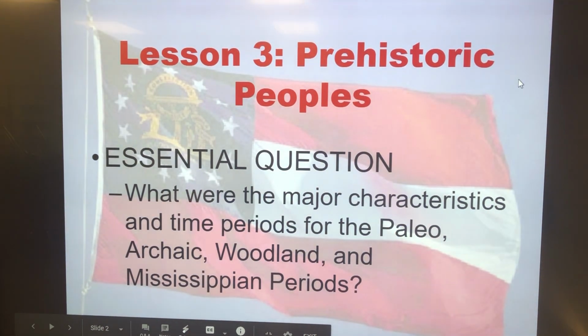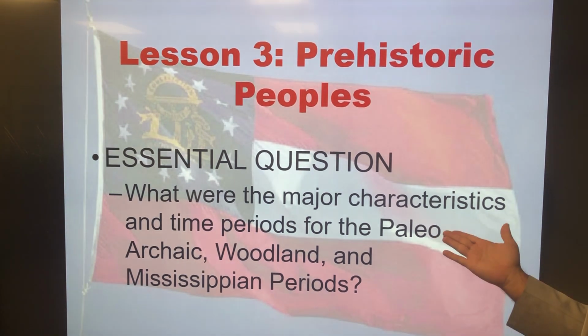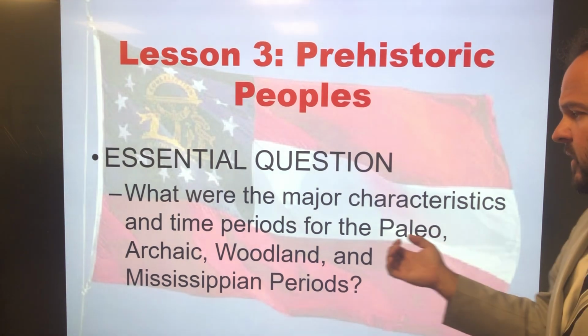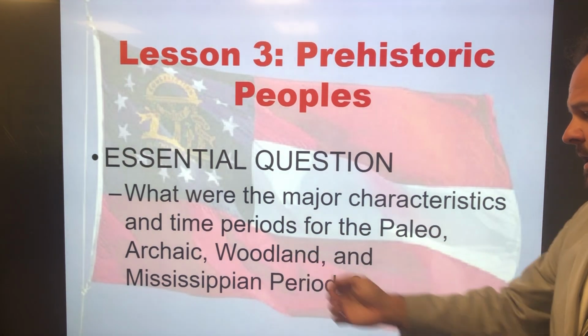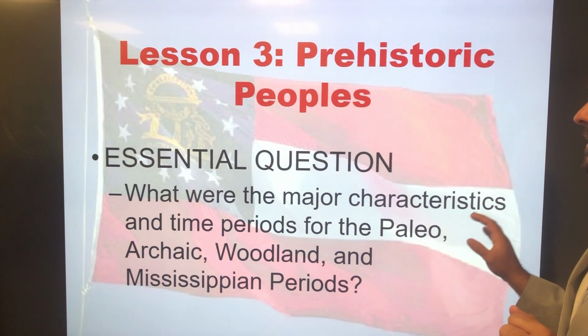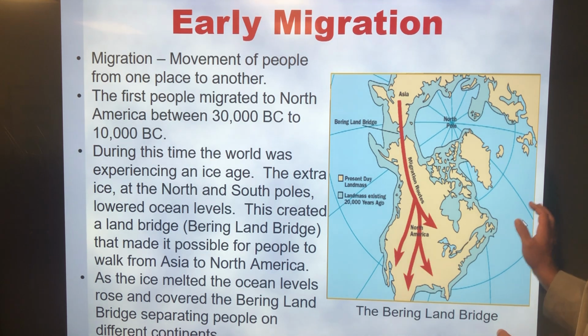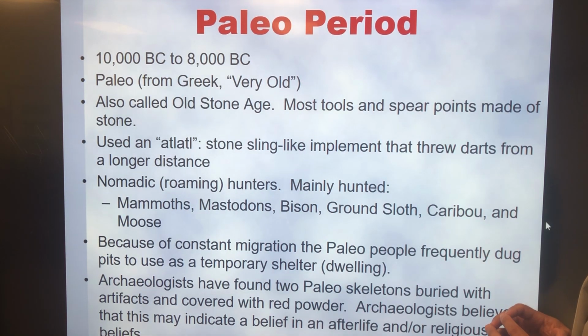already in our first slide, we have what are the characteristics of the periods of people that lived in the Paleo era, the Archaic era, the Woodland, and the Mississippian periods. These are periods of time, by the way. There are also types of Native Americans. I'm not going to read this one.